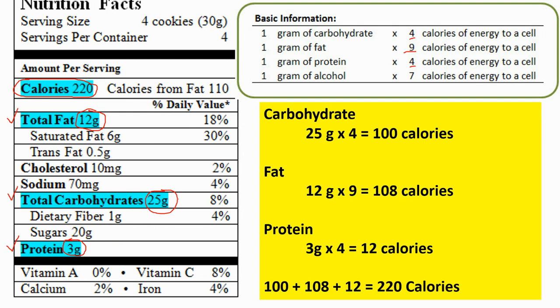So when we take the carbohydrates, that would be 25 times 4, that would be 100 calories from the carbohydrates. When you look at the fat, that would be 12 times 9, that would be 108 calories. When you look at the protein, that would be 3 times 4 for a total of 12 calories. Now you're going to take the 100, the 108, and the 12, add them up, and that will get you the total calories.